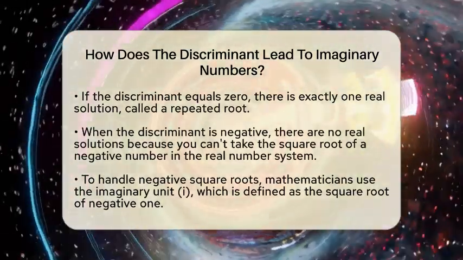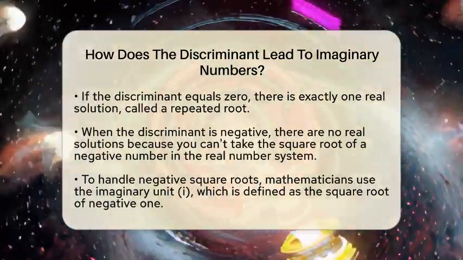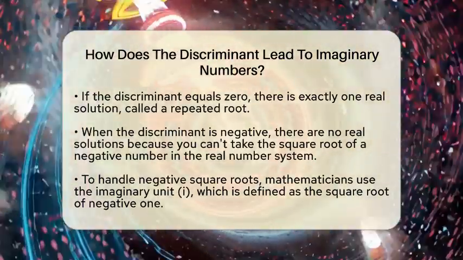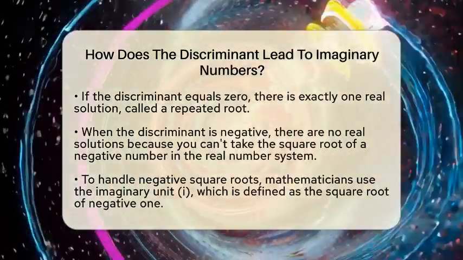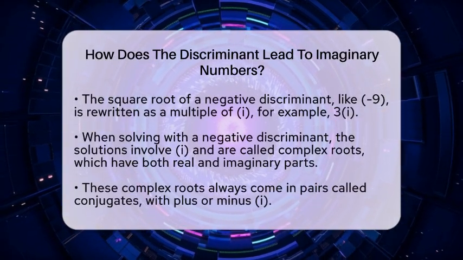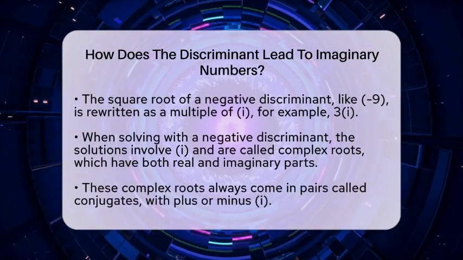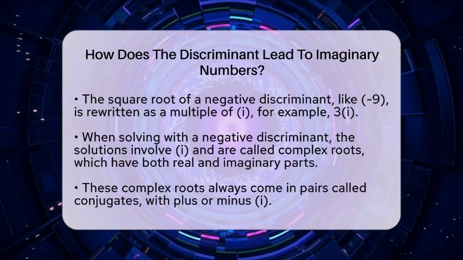So, when the discriminant is negative, you rewrite the square root of that negative number as a multiple of i. For example, if the discriminant is -9, then the square root of -9 becomes the square root of 9 times the square root of -1, which simplifies to 3 times i. When you plug this into the quadratic formula, the solutions involve i.